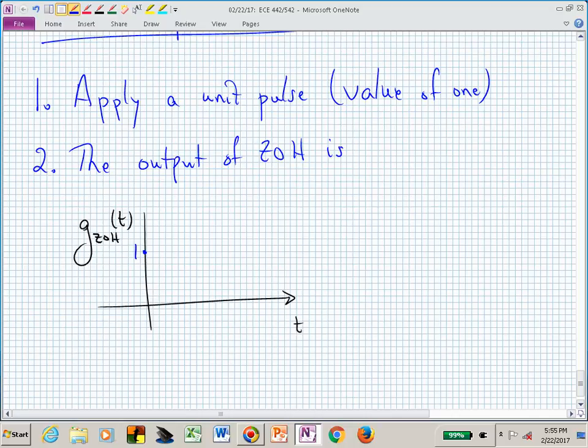Can you tell that's a sample period, capital T? Please say yes. That took a lot of effort. That sample period T, so now you know what the sample period is, right? It's just T. So we hold that 1 for 1 sample period. Our rectangle has a height of 1 and a width of capital T. That's our unit pulse response of this zero-order hold.